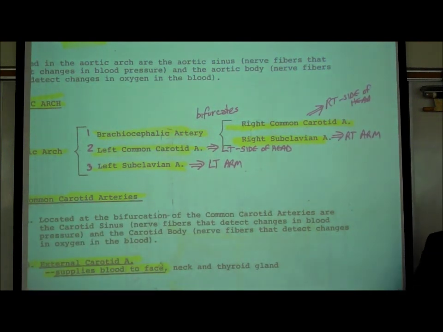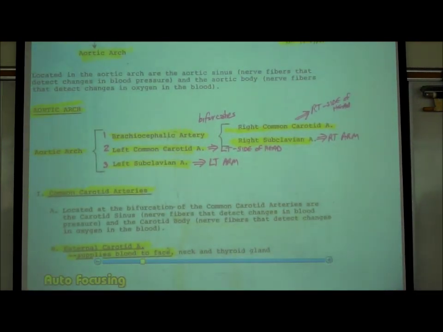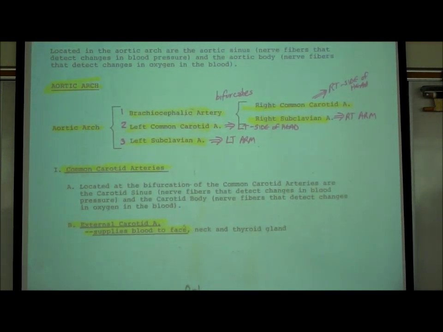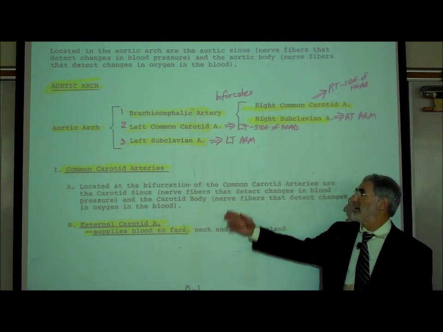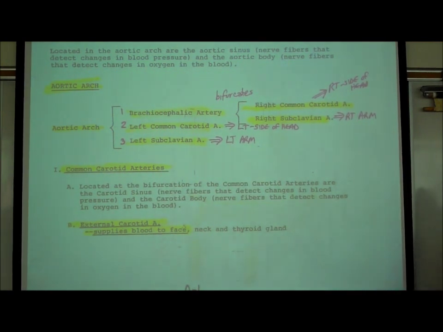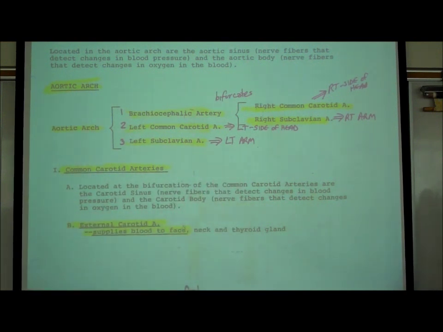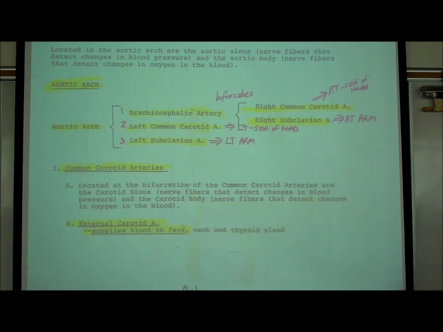The second artery branching off the aortic arch is the left common carotid, and it carries oxygenated blood to the left side of the head. And the third artery branching off the aortic arch is the left subclavian carrying oxygenated blood to the left arm. We'd already shown you pictures of this. In fact, let's just show you another picture of those 3 arteries branching off the aortic arch.